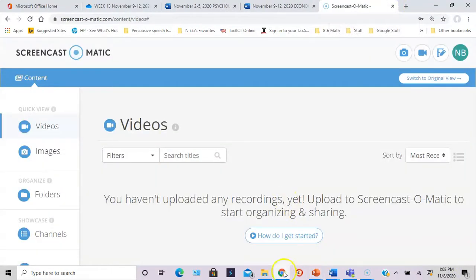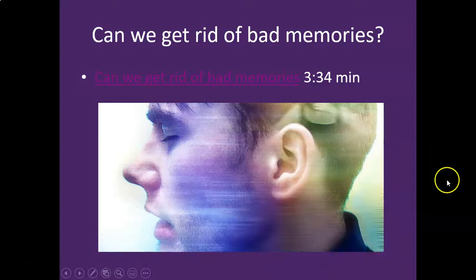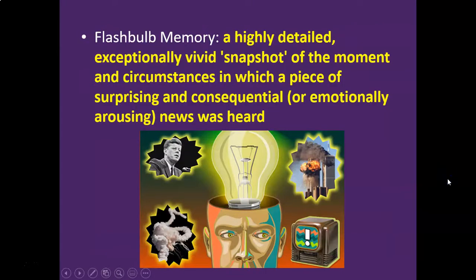So just like the question, if you were given a forgetting pill, would you take it? All right, and one of the last things that we're going to talk about is the flashbulb memory. So this is a highly detailed, exceptionally vivid snapshot of the moment and circumstances in which a piece of surprising and consequential or emotionally arousing news was heard.